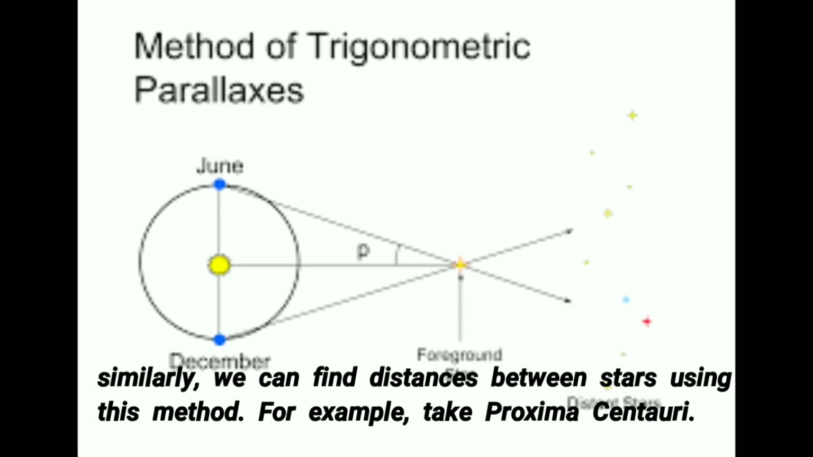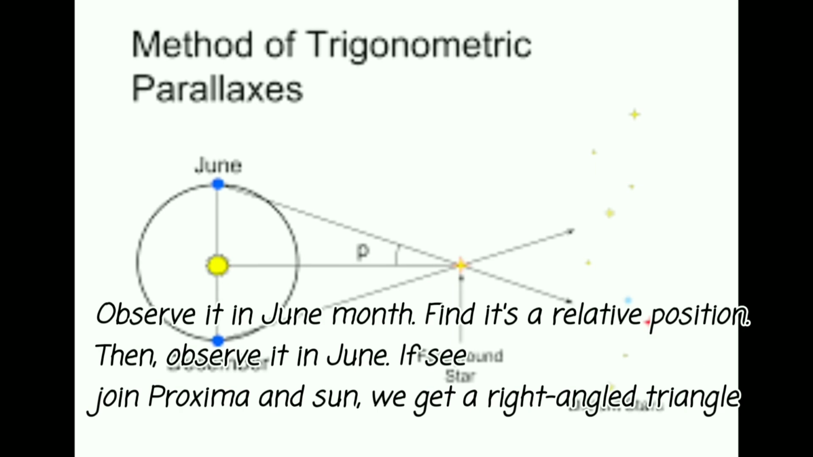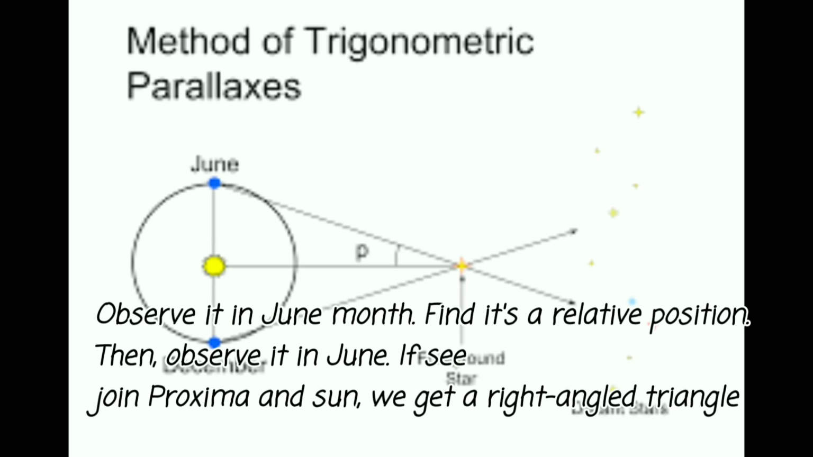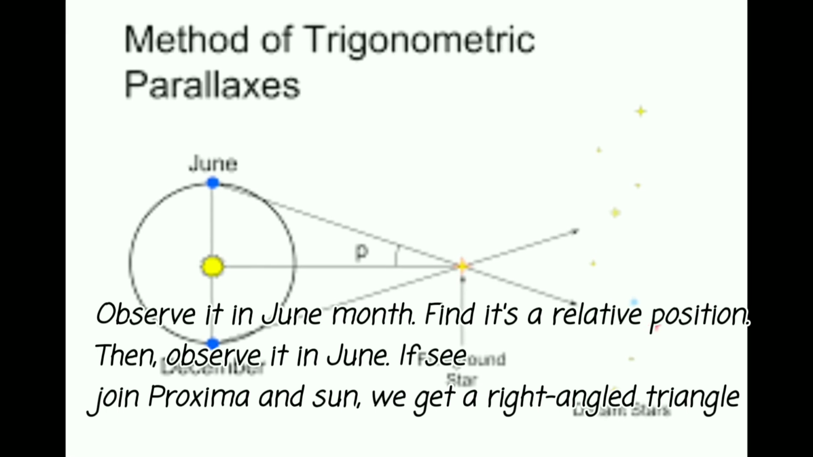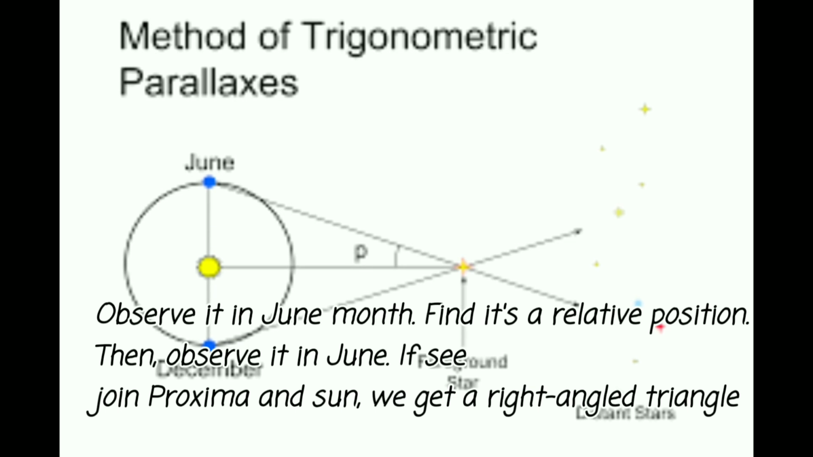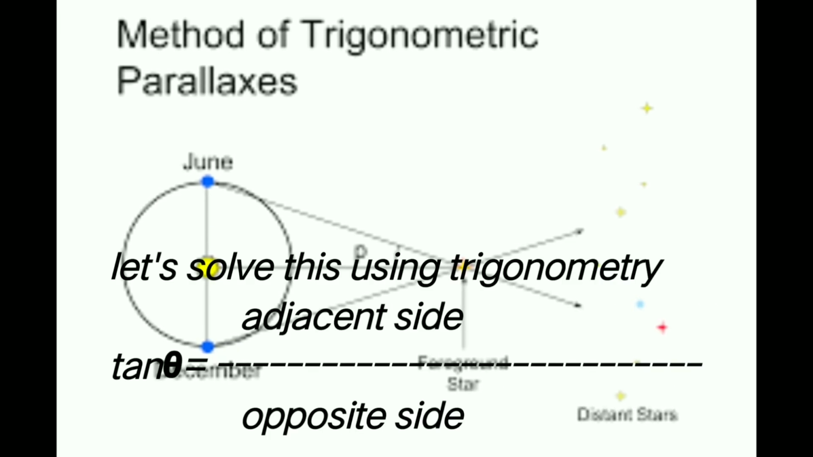For example, take Proxima Centauri. Observe it in December month. Find its relative position. Then, observe it in June. If we join Proxima and Sun, we get a right-angled triangle. Let's solve this using trigonometry.